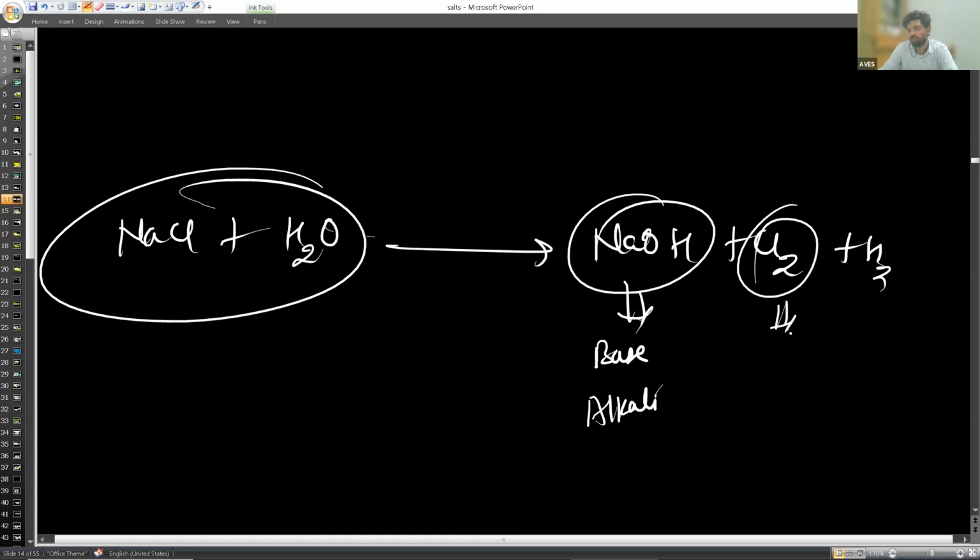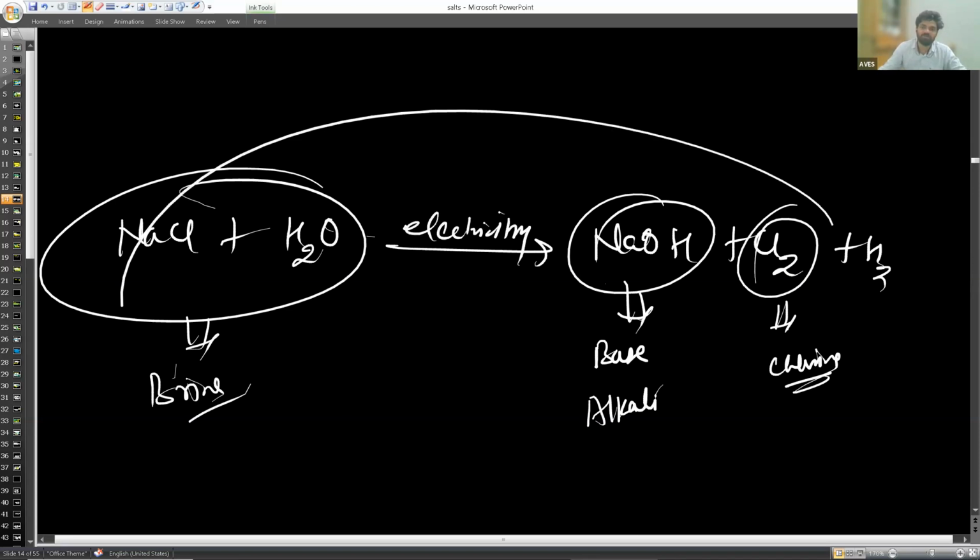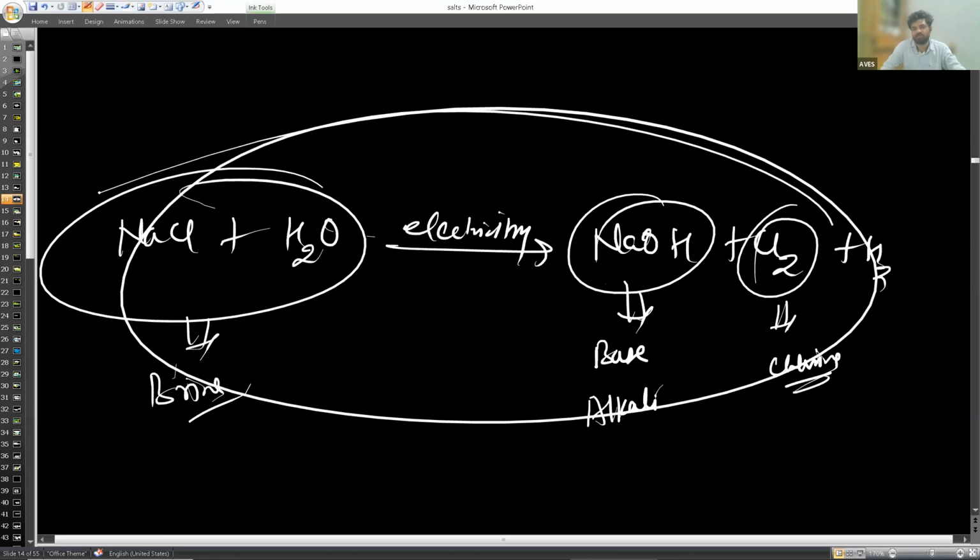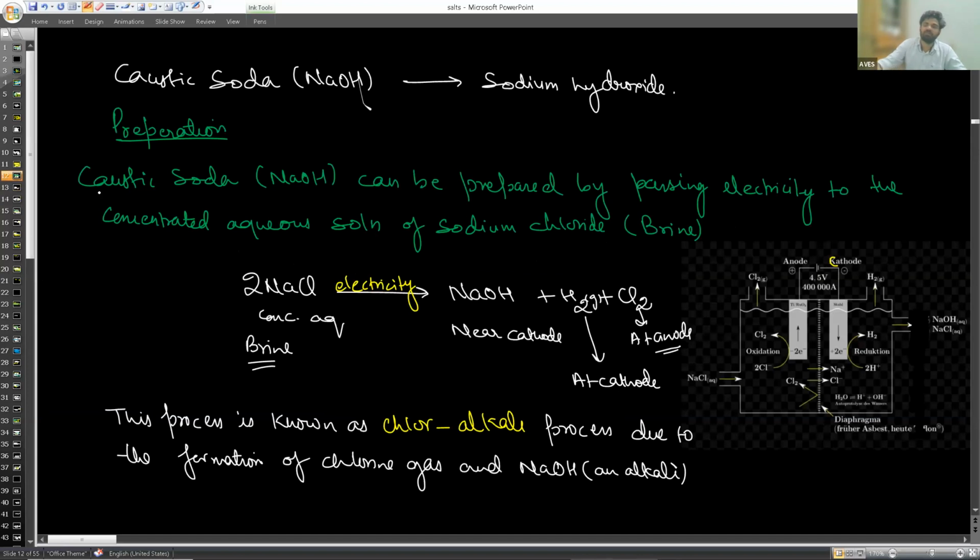This is known as chlorine. Since chlorine gas and alkali, a water soluble base, are formed when we do the electrolysis of brine, which is a mixture of NaCl and water, we say that this whole process is known as the chloralkali process. Okay, so do this one first.